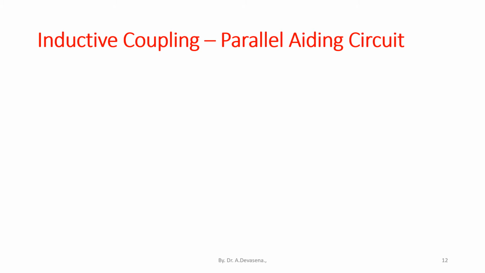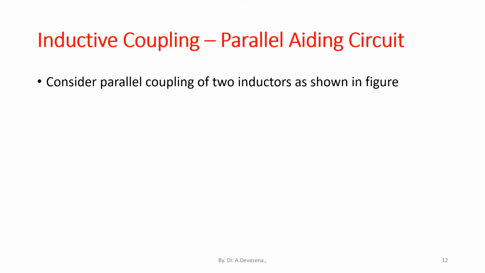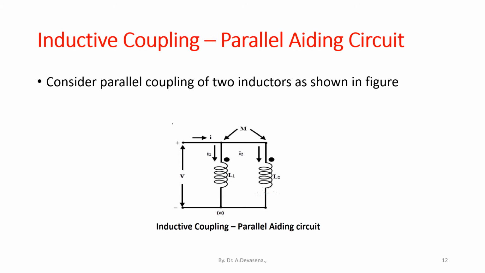Now we see the inductive coupling parallel aiding circuit. Consider parallel coupling of two inductors as shown in the figure. This is the representation of inductive coupling parallel aiding circuit. Here, two inductors L1 and L2 are connected parallel to each other. For L1, current I1 is flowing, and for L2, current I2 is flowing. In this diagram, the dots are represented at the entering end of the current for both the coils. This is indicated.